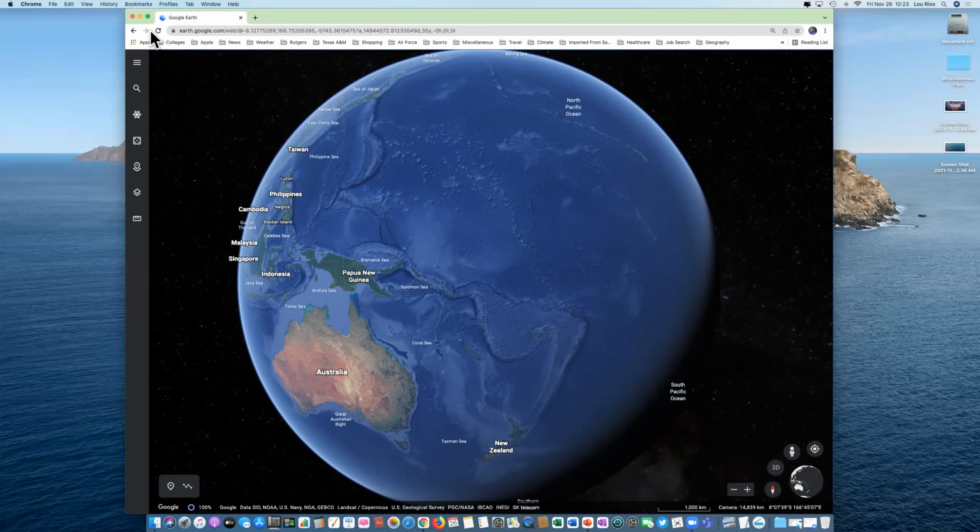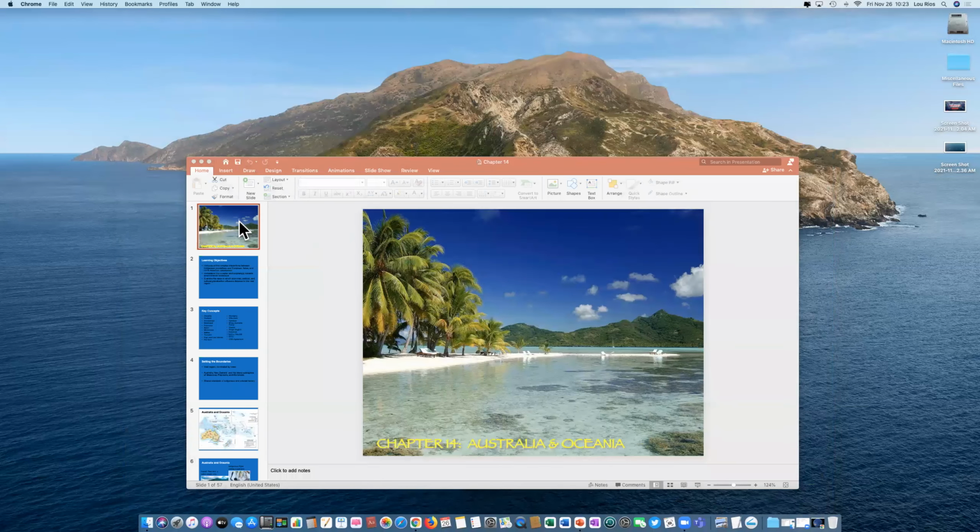So that is the Google Earth depiction. Now let's get into the lesson itself.